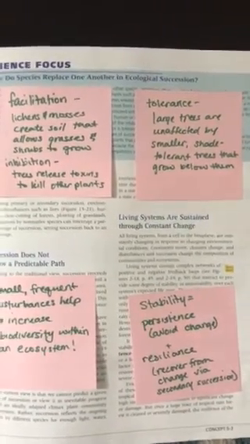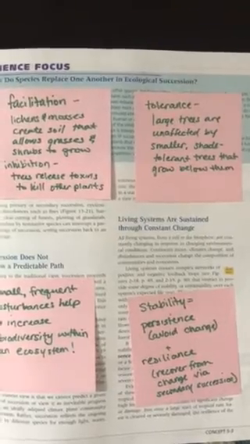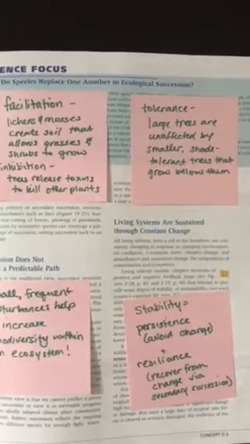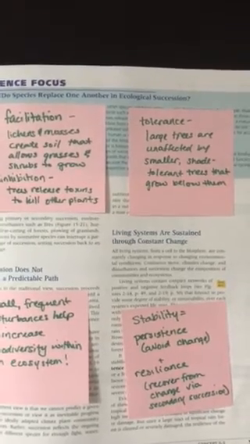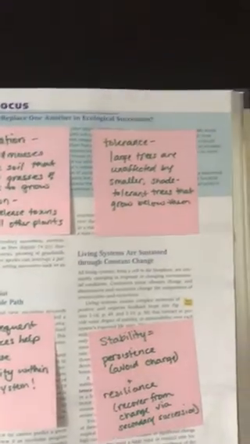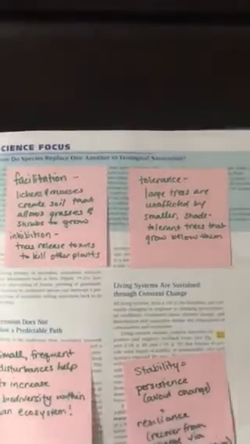The stability of an ecosystem really revolves around two things: persistence and resilience. Persistence is the ability to avoid change, and then resilience is the ability to recover from the change, typically via secondary succession. And that's pretty much what you need to know for Chapter 5.